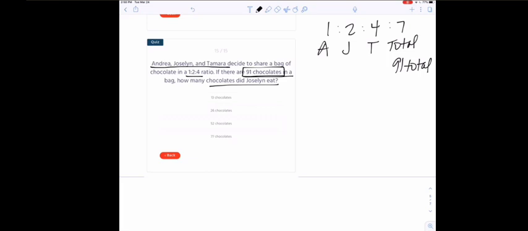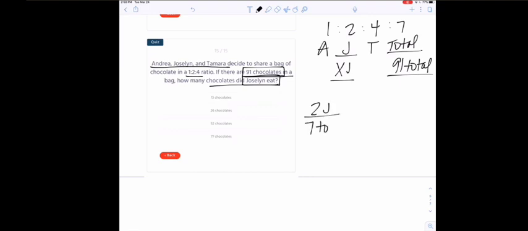So it says, Andrea, Jocelyn, and Tamara decide to share a bag of chocolate in a 1 to 2 to 4 ratio. If there are 91 chocolates in the bag, how many chocolates did Jocelyn eat? So 1, 2, 4, Andrea, Jocelyn, Tamara. What is my total? 1 plus 2 is 3, plus 4 is 7 total. What else does it give me? 91 chocolates in the bag. So that's 91 total. Okay, and it's asking me for the number of chocolates Jocelyn eats. So we're going to call Jocelyn's chocolates X. So now that we have this information, we're going to use Jocelyn and total.